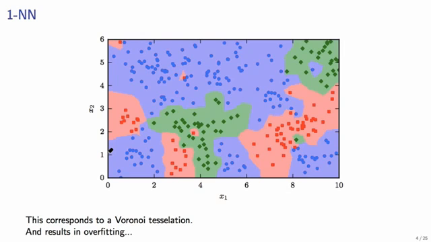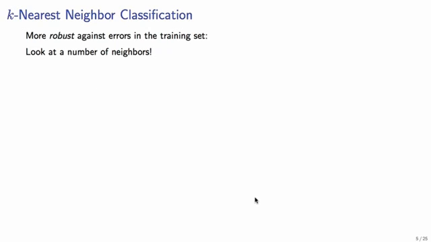This is a result of applying one nearest neighbor to our dataset. You can see that we classify all of our training data points correctly. So even though we have a region right here that contains only green points, we still label the blue point here as blue, or the red point over here as red. And that looks a lot like overfitting. Therefore, in order to be a little more robust against outliers in our training set, we look at a number of neighbors.